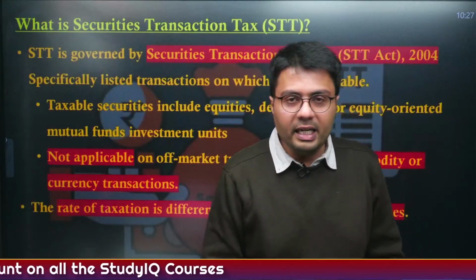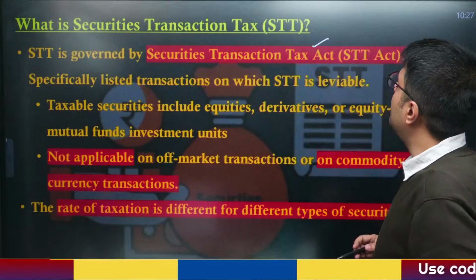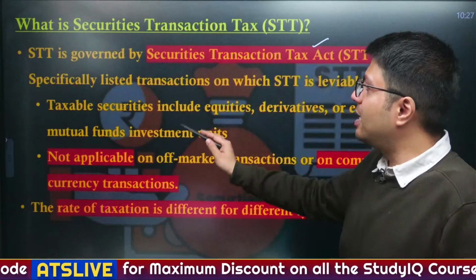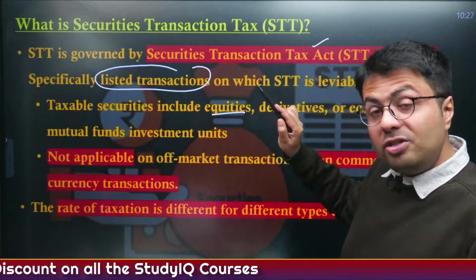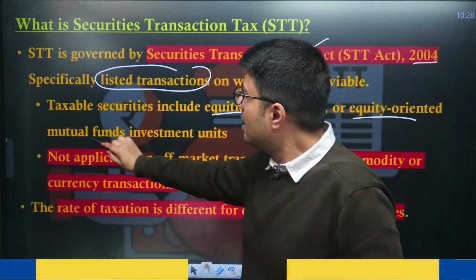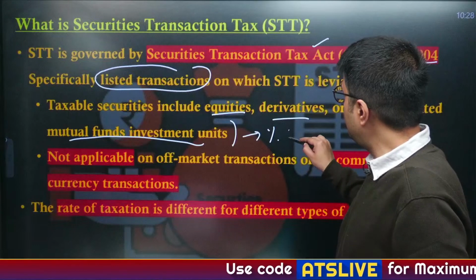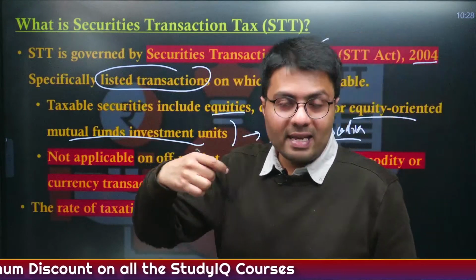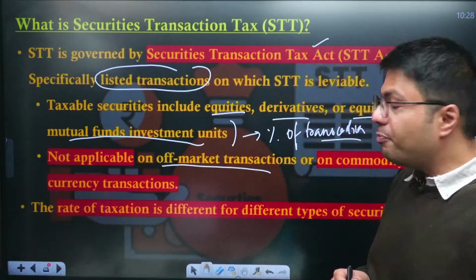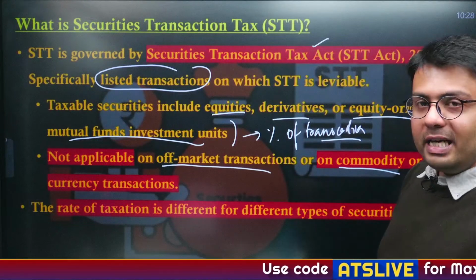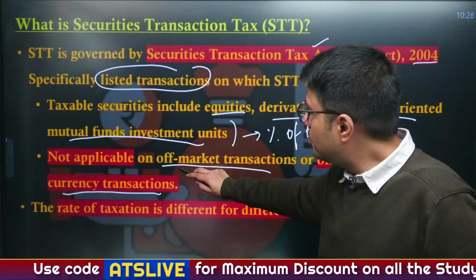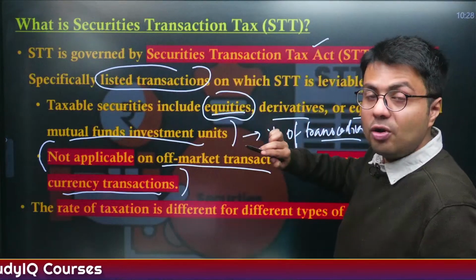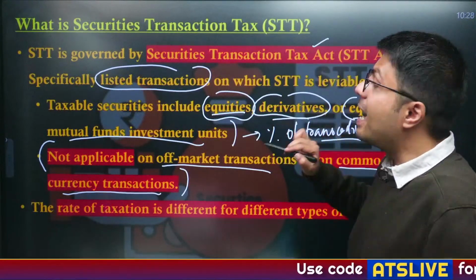Now the STT is imposed as per the provisions of the Securities Transactions Tax Act, 2004, and it is levied on certain transactions. What are these transactions? First of all, if you transact in shares called equities, derivatives, or equity-oriented mutual funds, then a certain percentage of such transactions will be levied as securities transaction tax. Understood? However, this STT is not applicable whenever you participate in an off-market transaction, or in transactions of a commodity like rice, wheat, etc., or even in currency transactions. Under these transactions, you will not be levied an STT. However, you will be levied an STT whenever you trade shares or equities, derivatives, or even equity-oriented mutual funds.